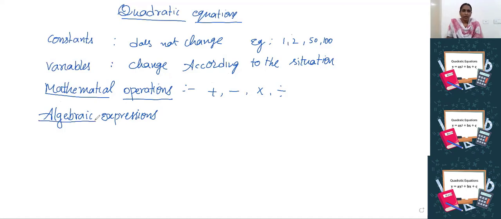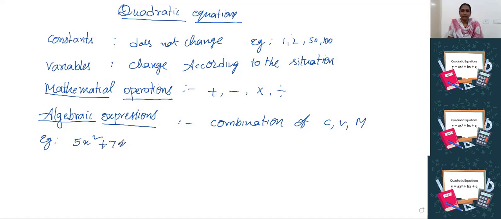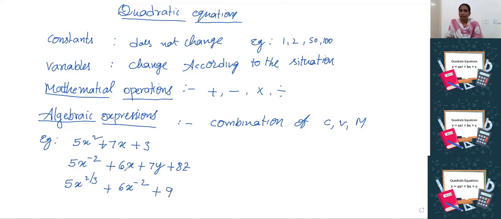Now, what is algebraic expression? The combination of constants, variables, and mathematical operations are together called algebraic expression. Example, 5x square plus 7x plus 3, 5x to the power of minus 2 plus 6x plus 7y plus 8z, 5x to the power of 2 by 3 plus 6x to the power of minus 2 plus 9. These are called algebraic expressions.